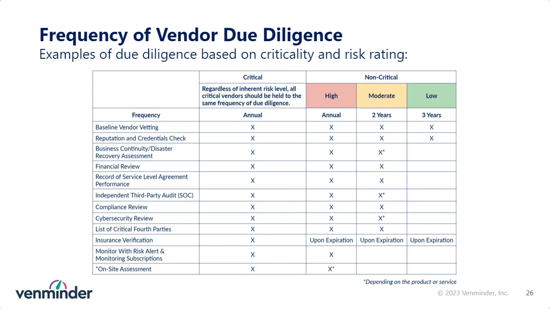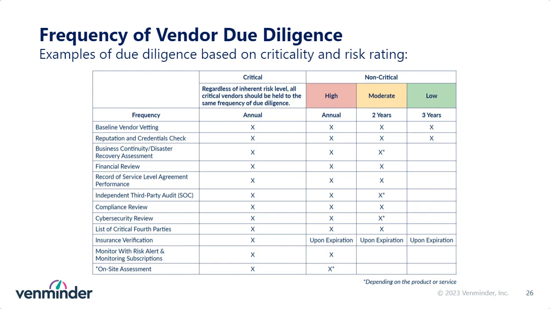In this example, you'll see some due diligence items along with their suggested frequencies based on criticality and risk rating. For your critical or high-risk vendors, you generally want to perform due diligence at least on an annual basis. This would include doing a formal review on things like their financials, compliance documents, and cybersecurity practices. Moderate risk vendors can probably go 18 to 24 months between due diligence reviews, depending on the product or service. And low risk vendors can undergo due diligence every 3 years or whenever the contract is set to renew.